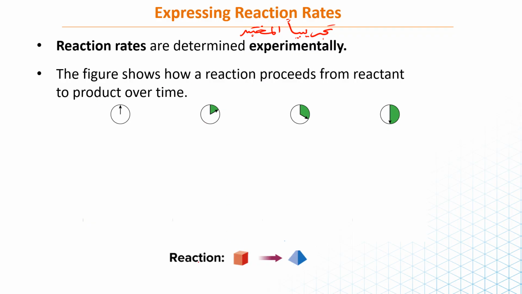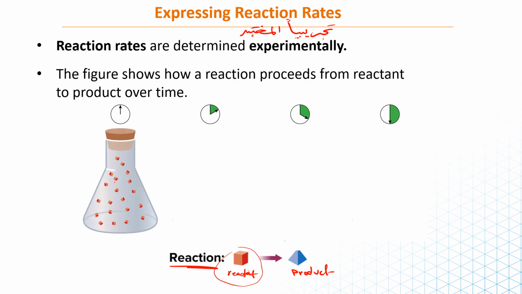This figure shows you how a reaction proceeds from reactants to products over time. So imagine this is my reaction, guys. This is the reactant and this is the product, صح؟ هذا المتفاعلات وهي النواتج. So at time 0, before anything happened, I only have reactants, right? As you can see here, nothing happened yet.